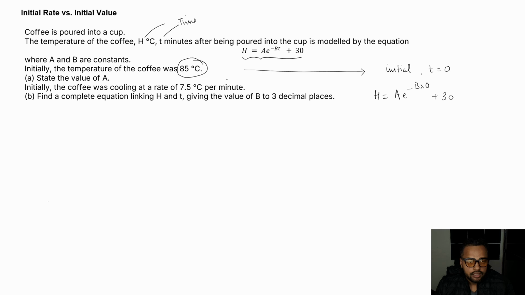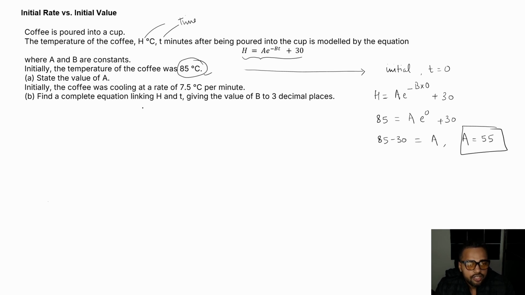Now H in the question is given as 85 degrees Celsius, because initially they have mentioned. So 85 equals A e raised to the power negative B cross 0, this will be 0, plus 30. Okay, so on transposing 30 to the left hand side, we'll get 85 minus 30 equals A. That is the value of A. So the value of A will be 55. Okay students, this value we have got for A.